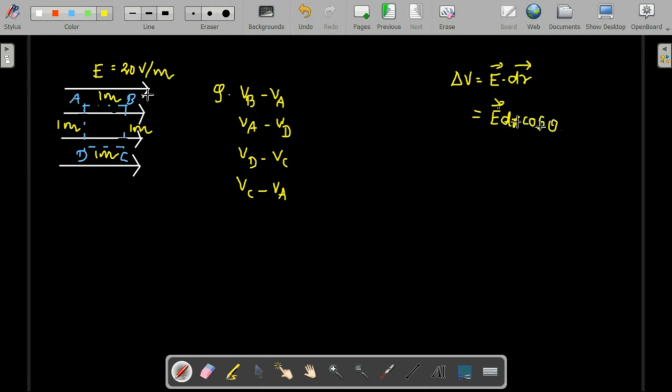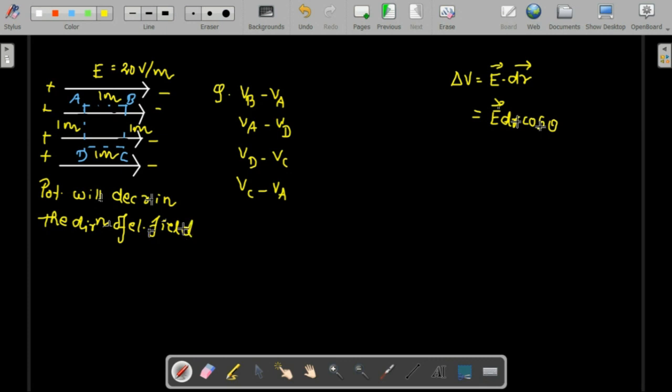Now if you look here, the electric field is moving in this direction, that means this is my positive side and this is my negative side. And in the previous class we gave a very important statement, that potential will decrease in the direction of the electric field. This is a very important statement in potential. So if you want to find out VB minus VA, first of all, we'll find out what is VB minus VA.